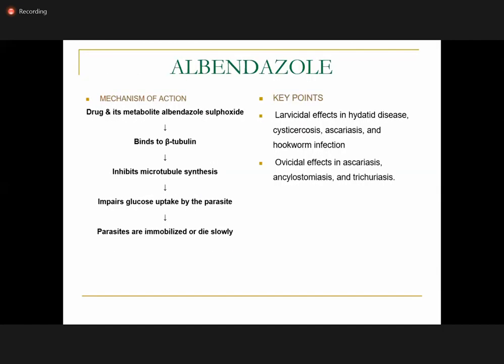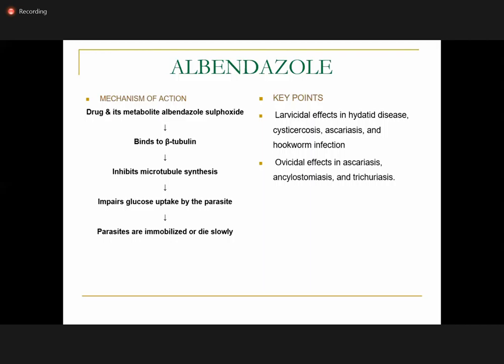Now, mechanism of action. Usually the mechanism of action and some side effects are what you are asked in the exam. From the clinical point of view, these two things are important. From the exam point of view, what is the mechanism of action of albendazole? How does it produce its activity on worms, right? The drug and its metabolite, albendazole sulfoxide, bind to the beta tubulin structure of the worm, and it will inhibit microtubule synthesis. So what will happen? It impairs glucose uptake by the parasite. So you are going to block its energy source, right? Impairs glucose uptake by the parasites, and parasites are immobilized or die slowly, right?